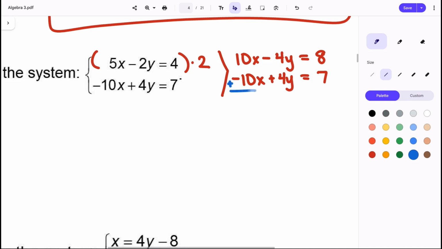I'm going to add these together. The x's are gone and the y's are gone. So this is a big 0. But on the other side, what's 8 plus 7? 15. That's all right. Is that true? No. When you get a situation like this where your x's and your y's disappear because they eliminate each other in the same step, and you're left with a false statement, this means that you're dealing with parallel lines. This is a no solution.